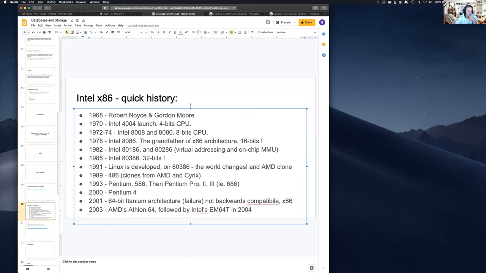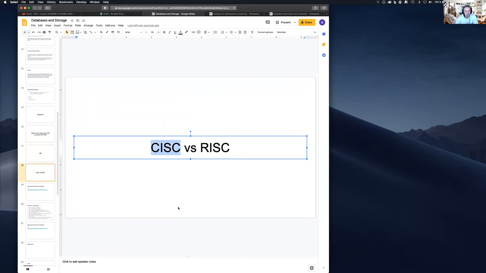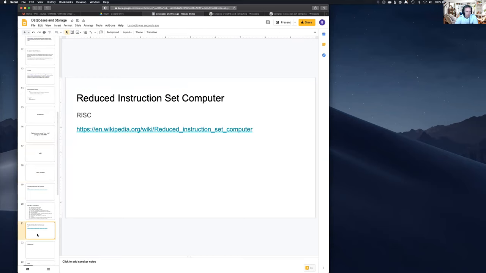So there are other CISC architectures, which are less known, but this Intel one, the x86, is the prominent example of a CISC architecture, right? So what is RISC?